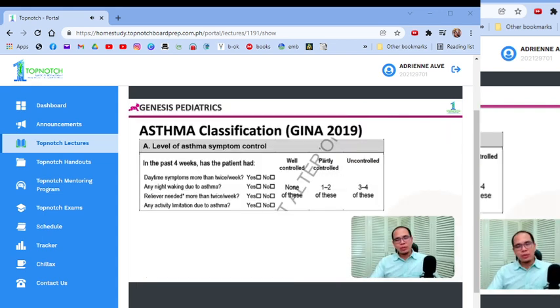Okay? In the 2019 guidelines, it's just this. Well-controlled, partly, or uncontrolled. Easier. And you ask 4 questions. What are those? Daytime symptoms, nighttime awakening, the need for reliever, limitation of activity. Okay? If you don't have any of those, that is well-controlled. If you have 1 to 2, that is partly controlled, 3 to 4, that is uncontrolled asthma. And this will guide your medication regimen.